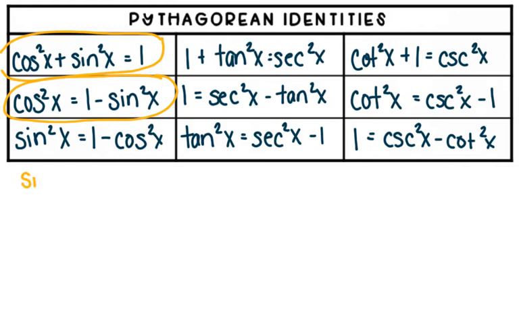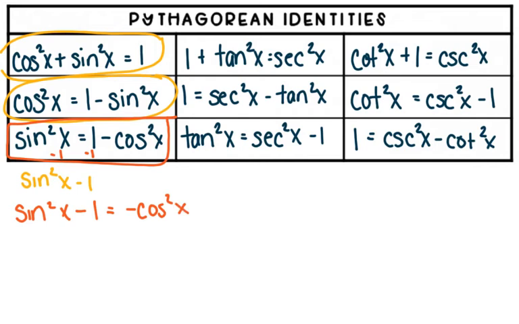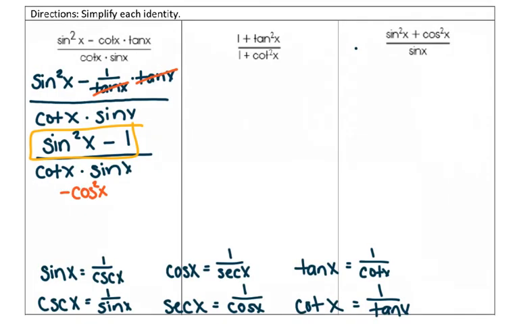So we have sine squared x minus 1. If I took this one right here, and I moved this 1 to the other side, I would have sine squared x minus 1 equals negative cosine squared. So I'm going to replace sine squared x minus 1 with negative cosine squared x. Okay, so I replaced that part on top with what I just found.